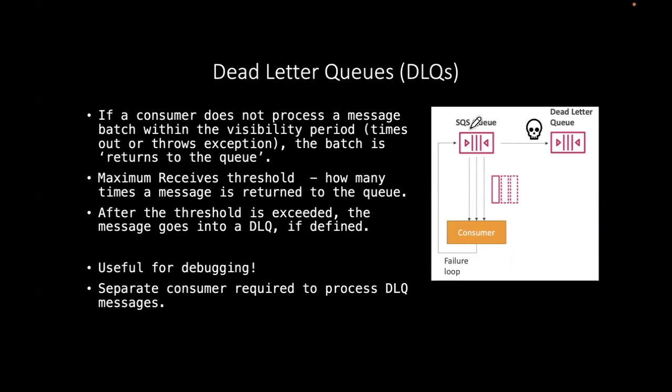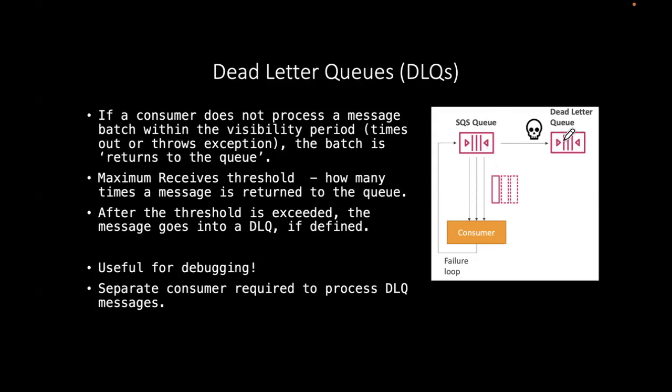And so if that limit expires, what the SQS service will do is it will send that batch of messages into a different queue, removing it from this queue, and so hopefully getting rid of the constant retrying that's going on here.